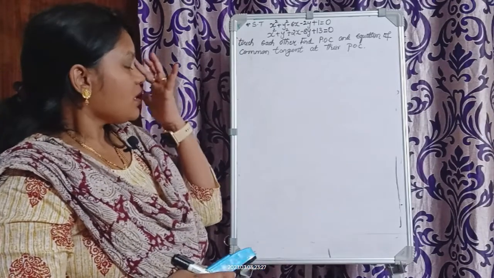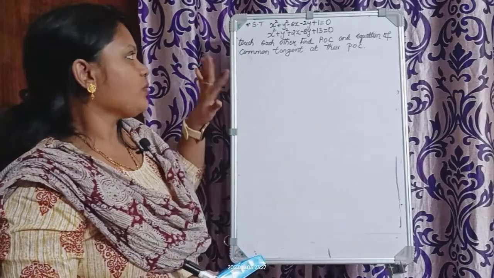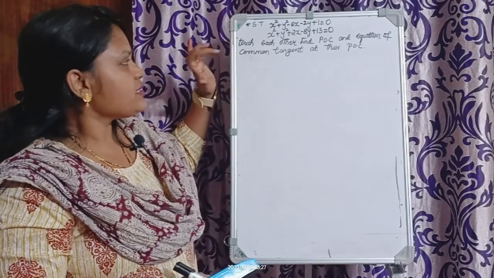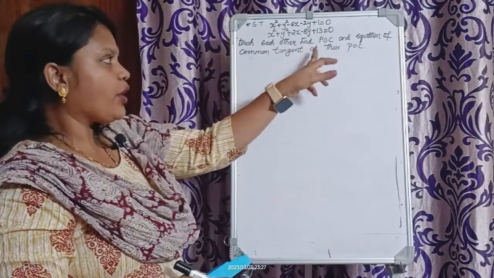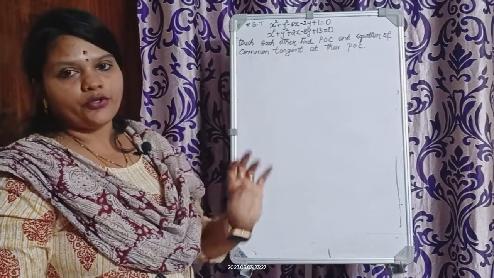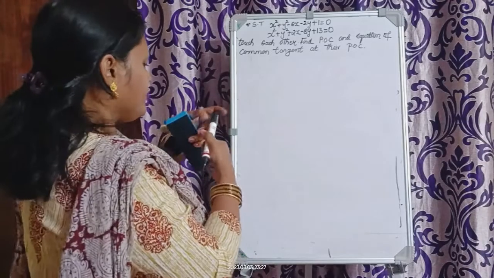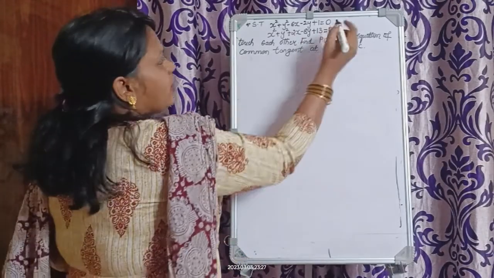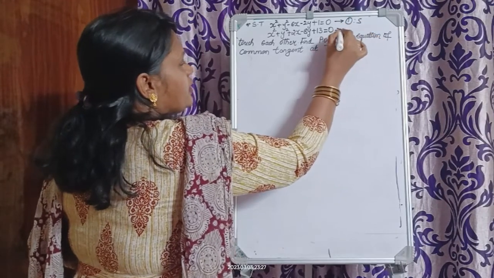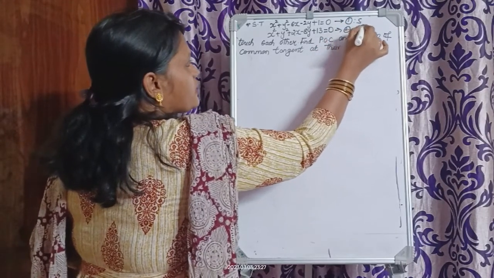Okay. Now, the other type of problem, that is the 7 marks problem, what they'll ask is, they'll give two equations and say they touch each other. Find the point of contact and the equation of the common tangent at their point of contact. For that, first and foremost, I'll call equation 1 as S, and equation 2 I'll call it as S dash.